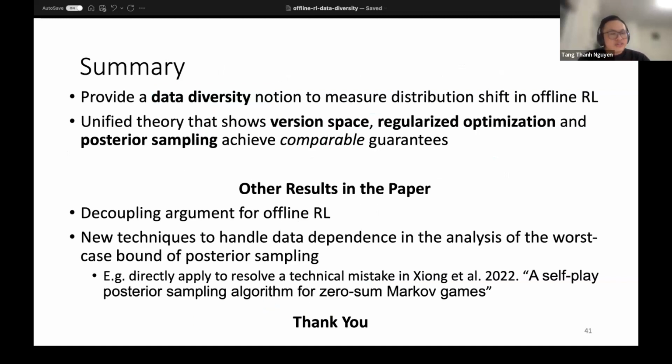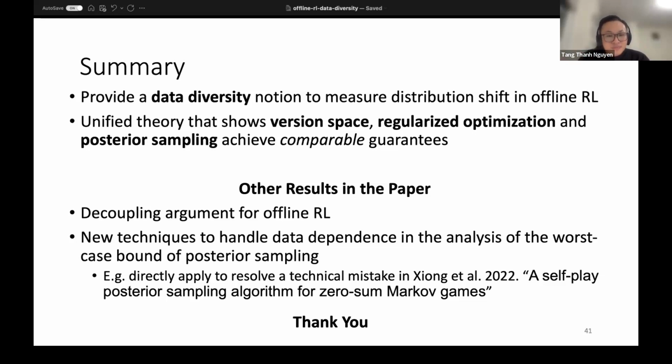So let me just summarize what I have in this talk. Basically, I talked about offline reinforcement learning problems, and in this work, we particularly provide a notion of data diversity to measure distribution shift in offline reinforcement learning, which generalizes the data coverage notion in the previous work. And also we provide a unified theory that shows a new result that version-space-based regularized optimization and posterior sampling, under extended assumptions, are comparable in the theory about value optimality.